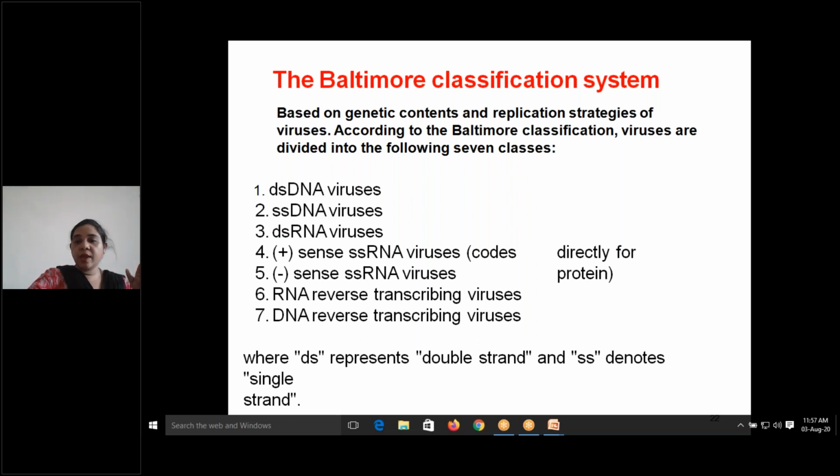There are 7. First one is double-stranded DNA. Second, single-stranded DNA. Next, double-stranded RNA. Single-stranded RNA, 2 types are there: positive sense and negative sense. Next, reverse transcriptase viruses, 2 types are there: RNA reverse transcriptase virus and DNA reverse transcriptase virus.